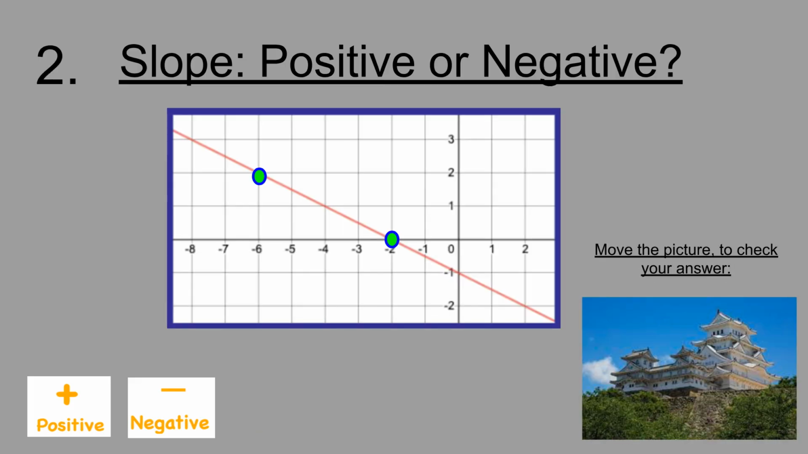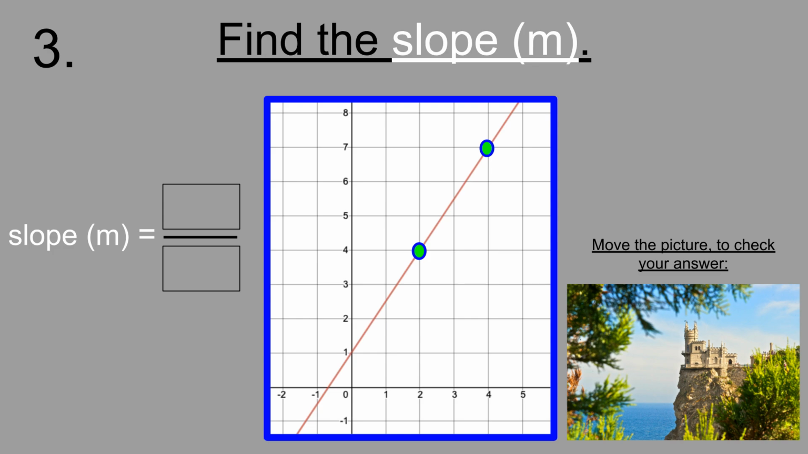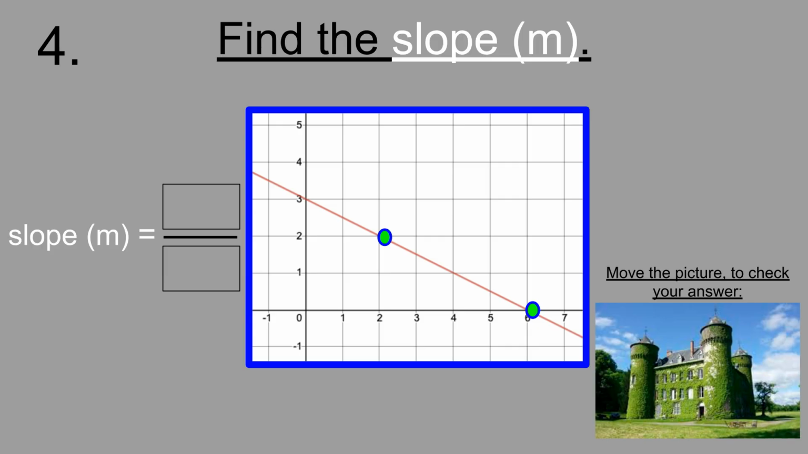For our second problem, let's determine the slope of this line. Since the line falls from left to right, the slope is negative. Now let's find the exact slope, m, for this line. By counting the rise over run between the 2 points, we find the slope is 3/2. In this problem, the line falls from left to right, so we know the slope is negative. The rise over run gives us a slope of -2/4.